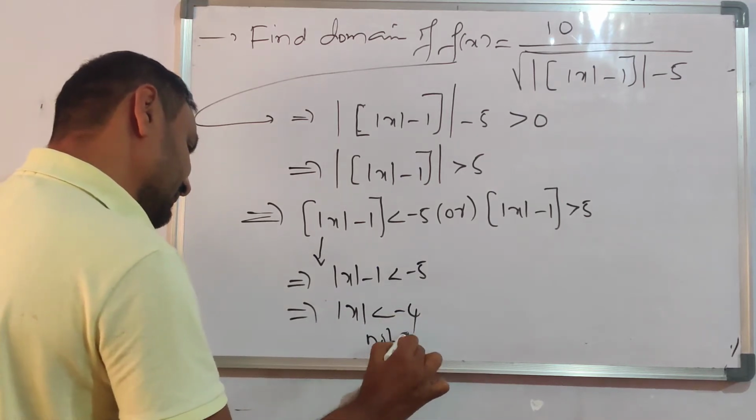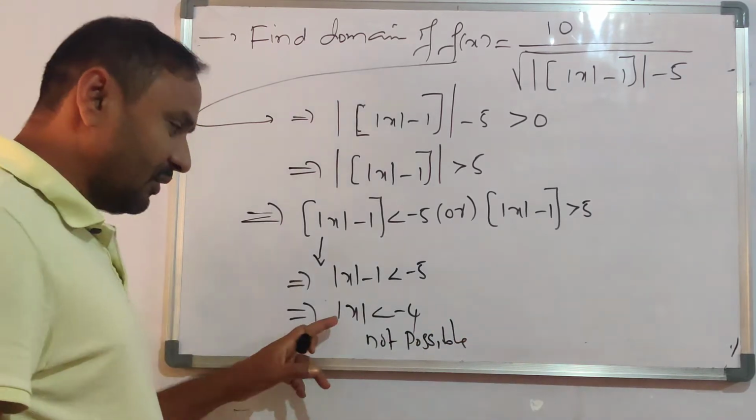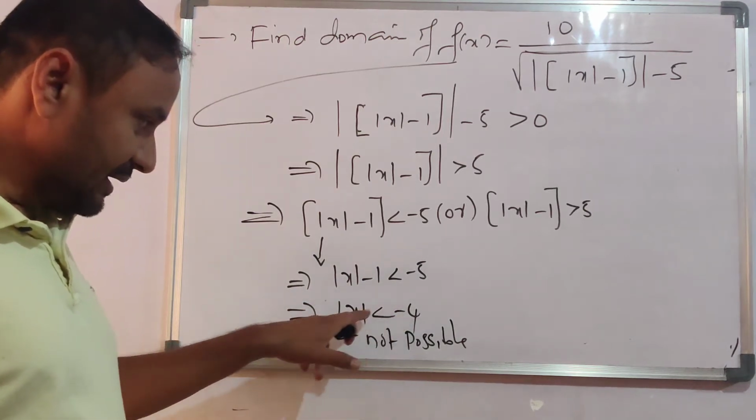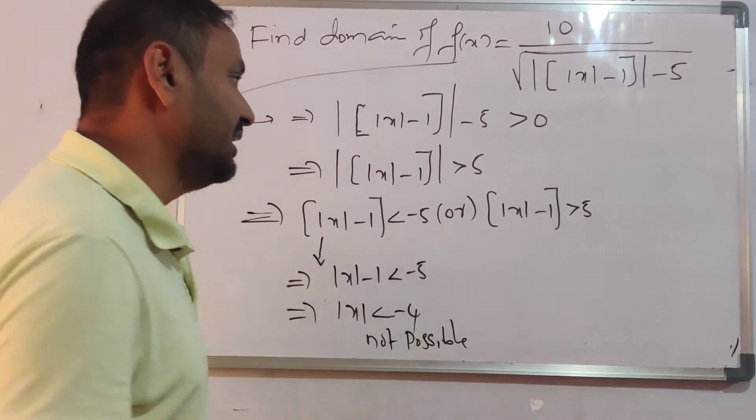Not possible here, because mod x is always positive. It is not below minus 4. Mod x is always positive, not in below minus 4. That's why not possible for any value.